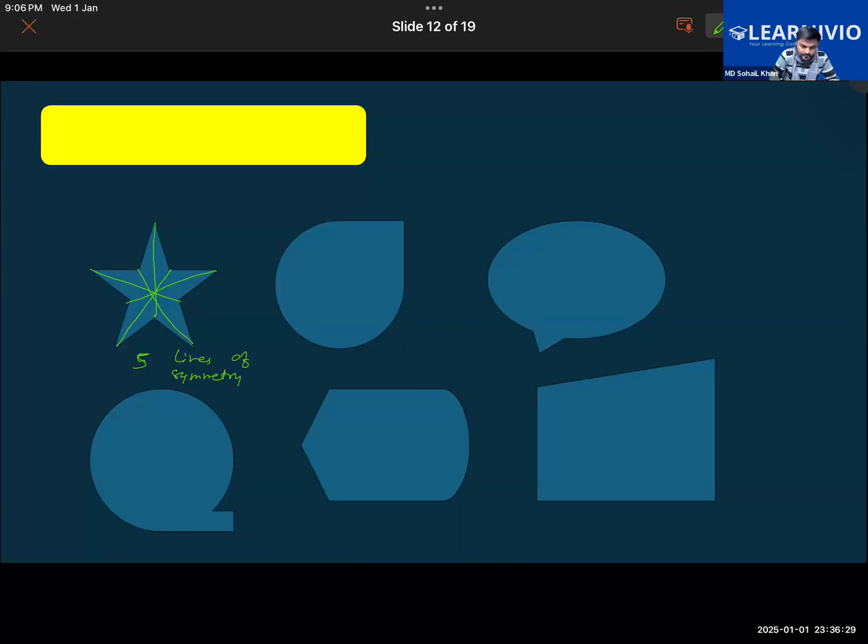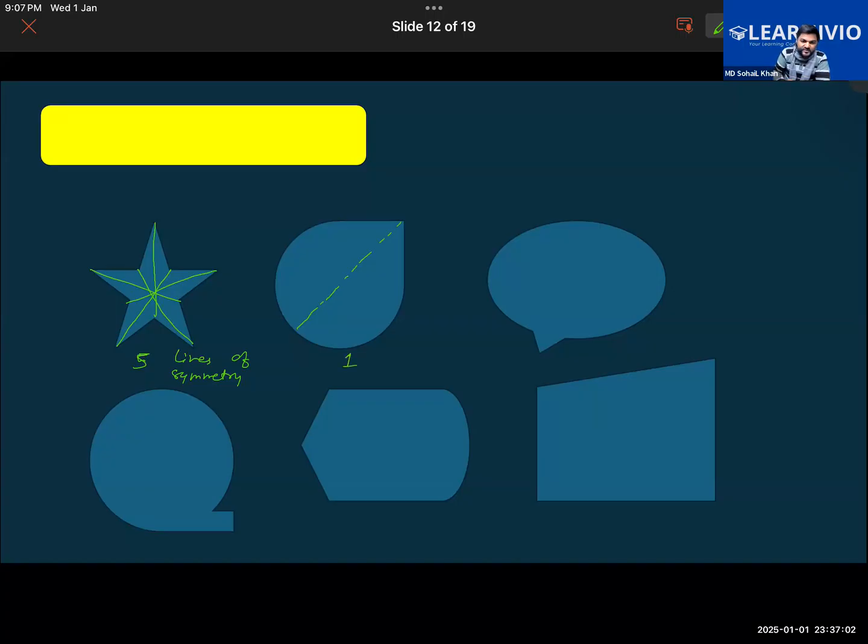It has a horizontal line. No, just tell me the number. It does not have a horizontal line, by the way, but it has just one line of symmetry. There could be only one line of symmetry, no? It looks like a leaf. So there's only one possible way: you'll be folding the leaf and the two parts would be equal. That is from the middle. So it has one line of symmetry.